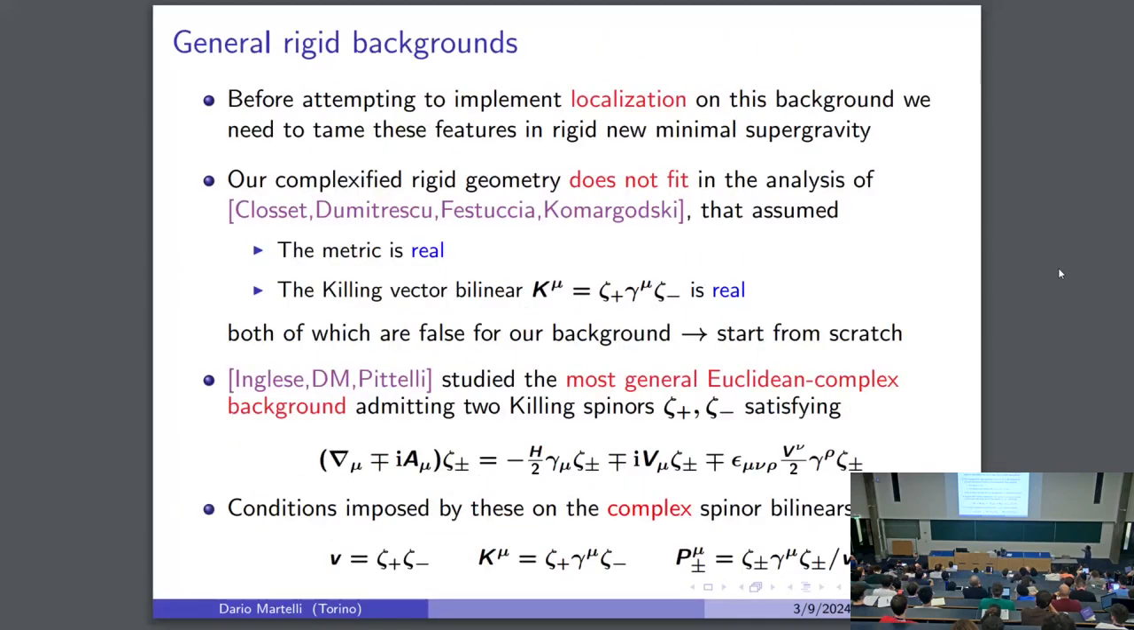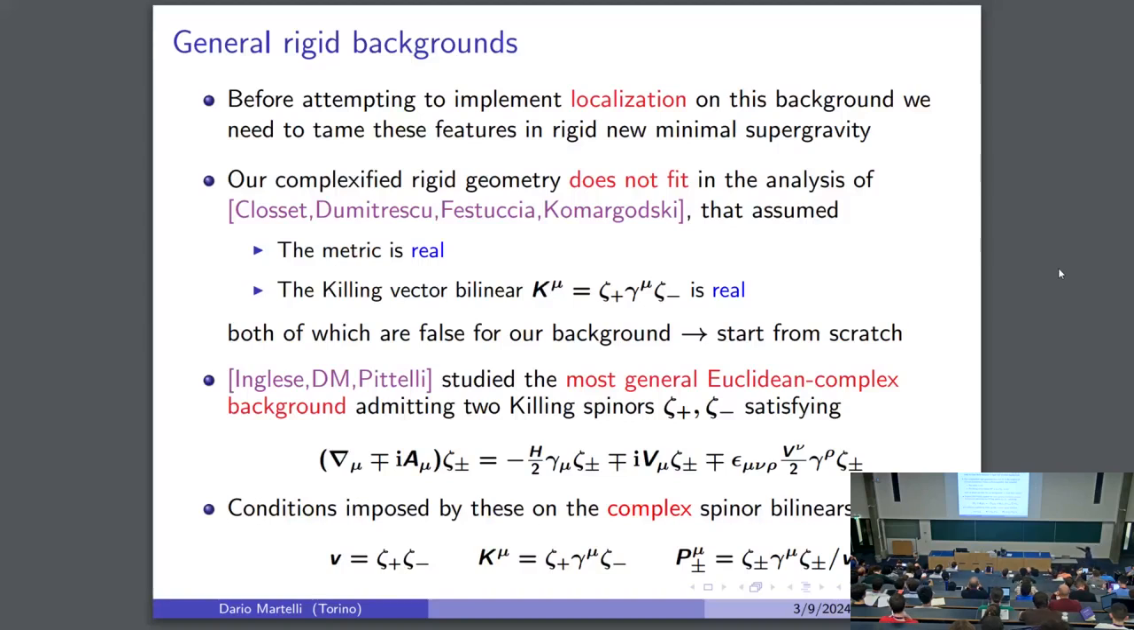So before attempting to implement localization of the ABGM model on this background, we need to tame these features, which were not incorporated in previous analysis. And this was done in this second paper, which I mentioned in the first slide. So the complexified rigid background does not fit in previous analysis, where the metric was assumed to be real. So we basically redid the analysis from scratch by assuming that the metric can be complex.